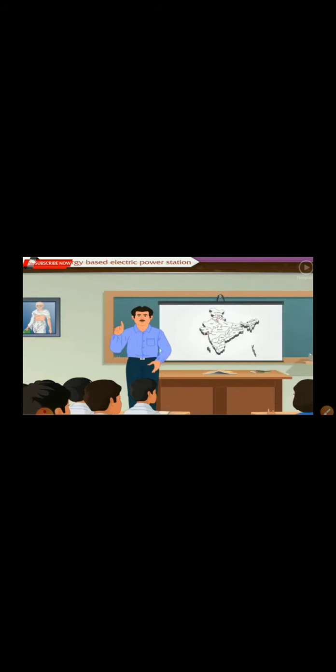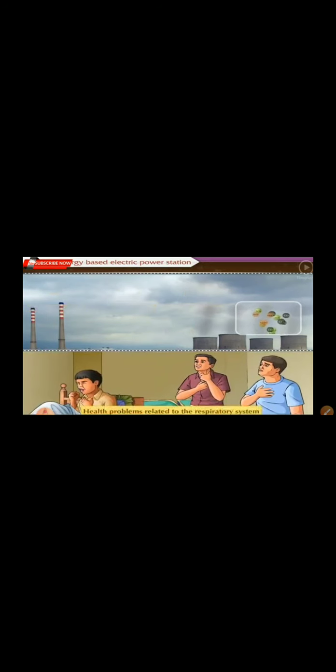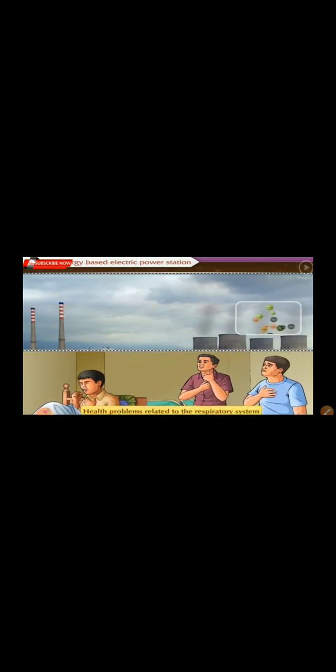Although thermal power generation is a major way of electricity generation today, the process causes certain problems. Come, let us discuss these problems. Burning of coal produces gases like carbon dioxide, sulfur dioxide, and nitrogen oxide, which are harmful to health. In addition to it, soot particles are also released into the environment due to burning of coal. This may cause serious health problems related to the respiratory system.